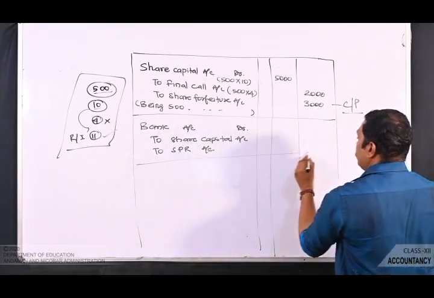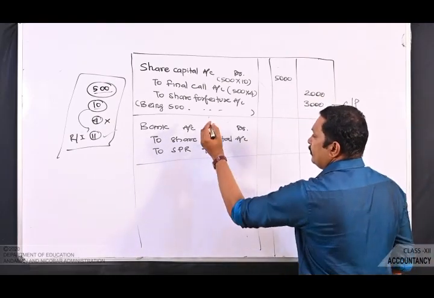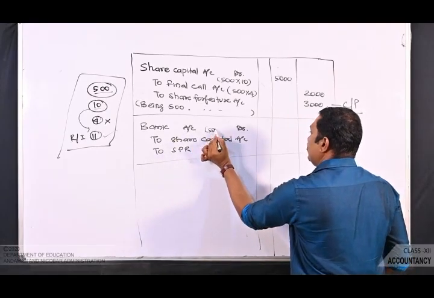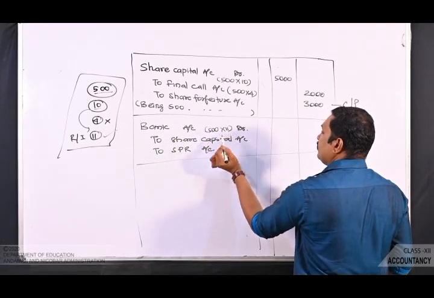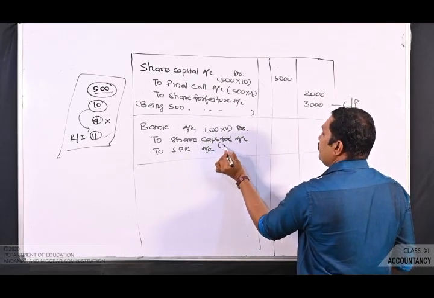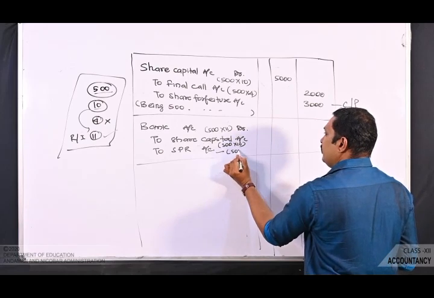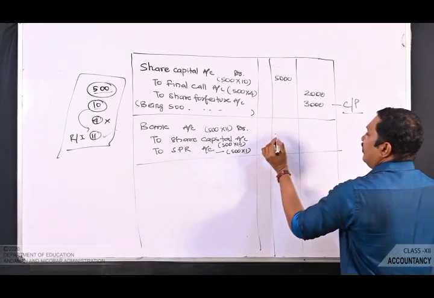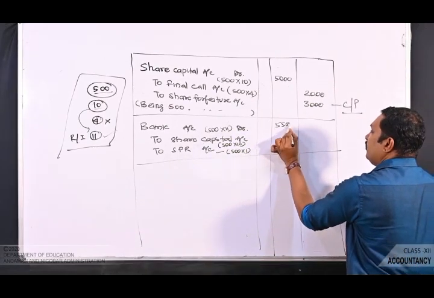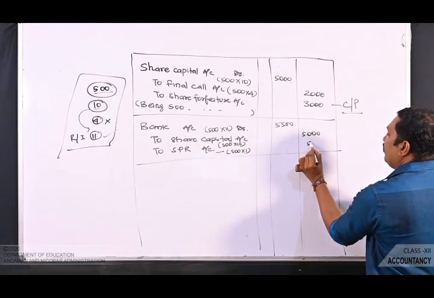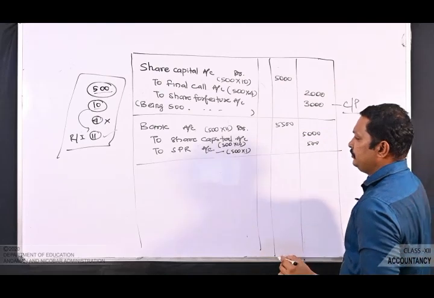We already solved this problem in the previous class. So how many shares were reissued? 500 shares were reissued at rupees 11. Okay, what is the face value? 500 into 10 here, and in premium 500 into 1. Write 5,500 here. Write 5,000 in the share capital and 500 in securities premium reserve.